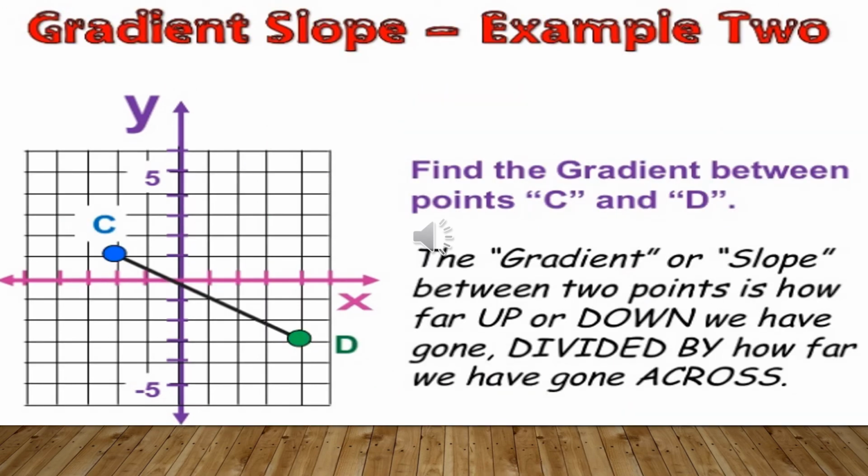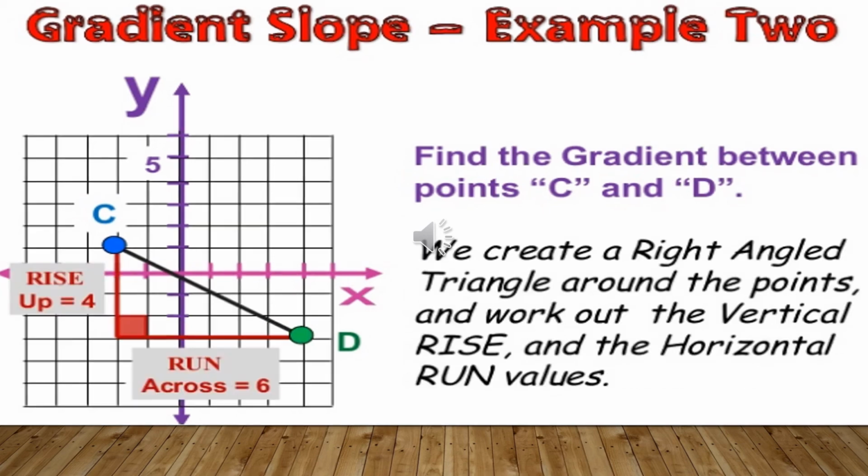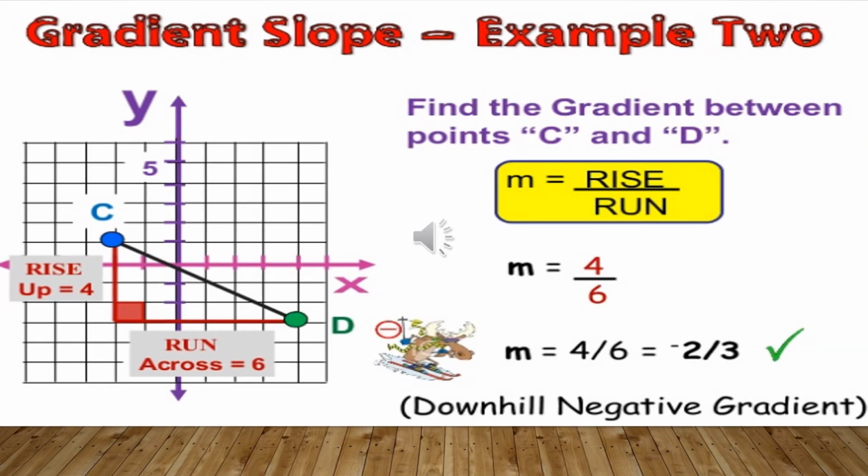Let's move to example 2. Find the gradient between point C and D. You know the same thing, that a gradient or slope between 2 points is how far up or down we have gone divided by how far we have gone across. Here the run across is 6 and the rise is 4. So the gradient will be 4 upon 6, that is 2 upon 3. Here you can see that it is moving from point C to point D, which means it is downhill, a negative gradient.